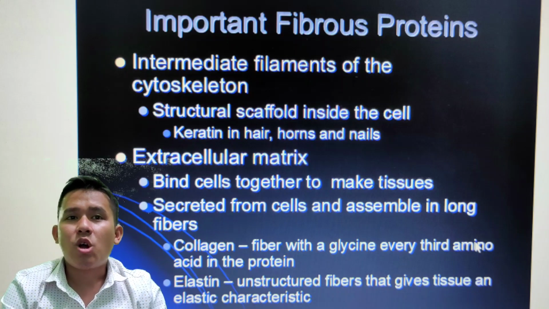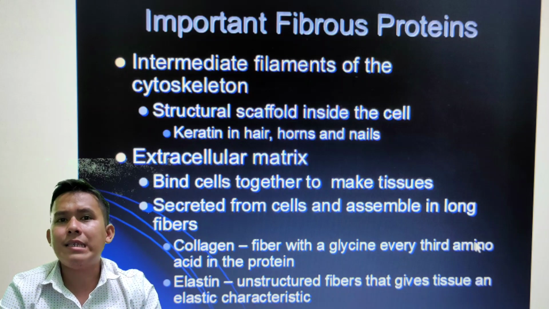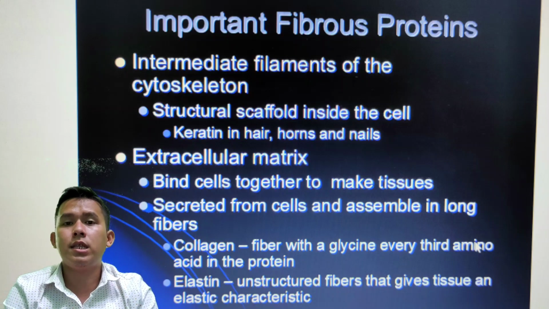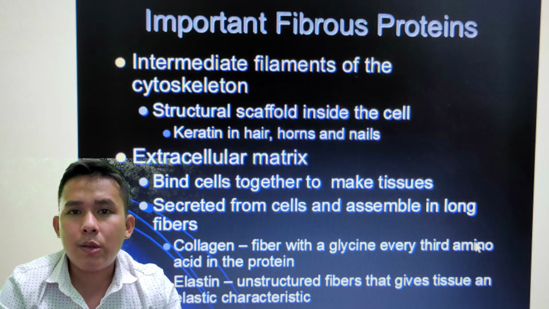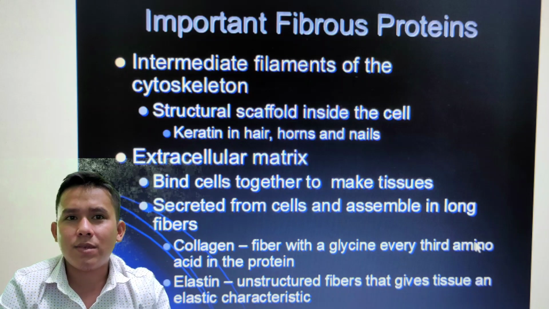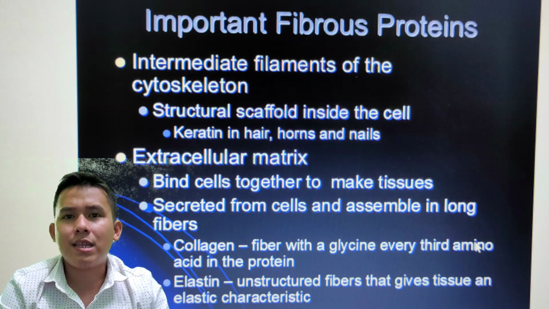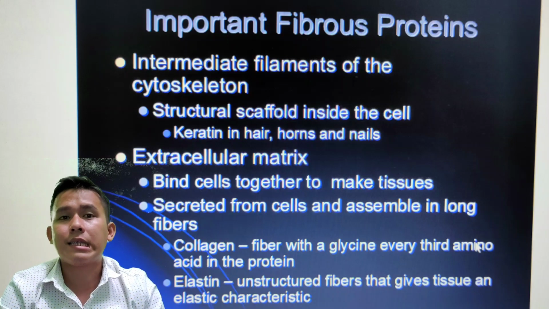We have collagen. It is a fiber with a glycine at every third amino acid in the protein. The second one is elastin, unstructured fibers that give tissue an elastic characteristic.